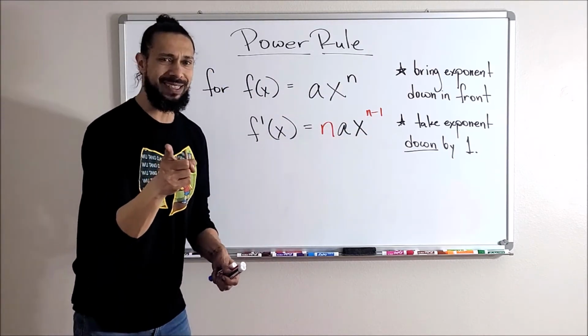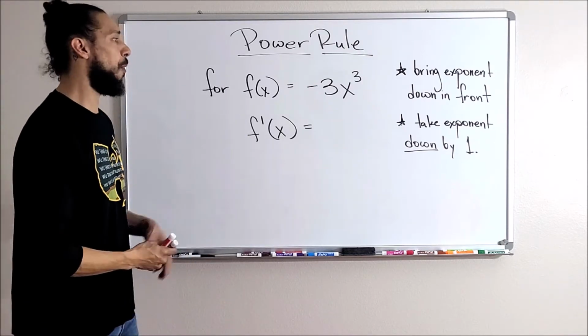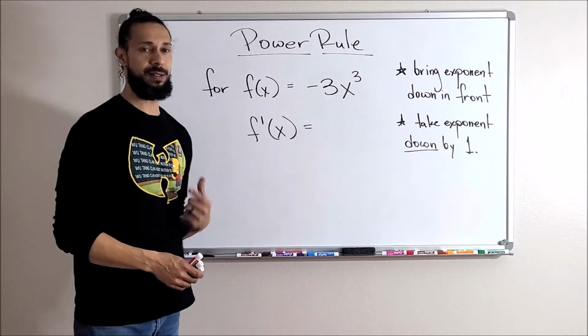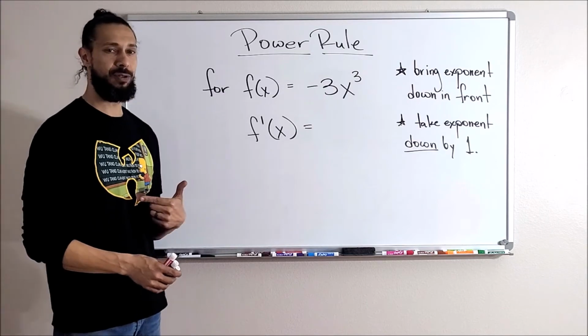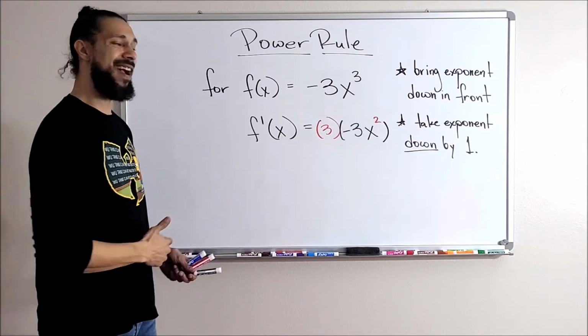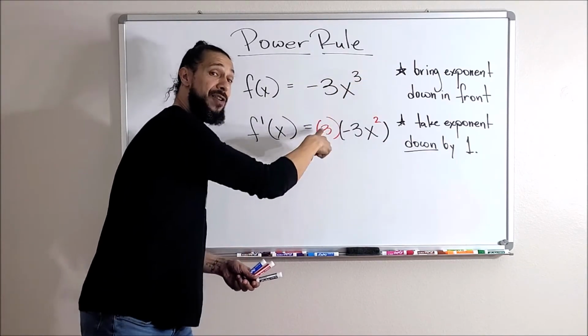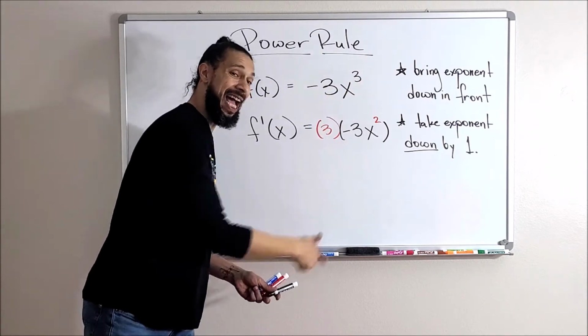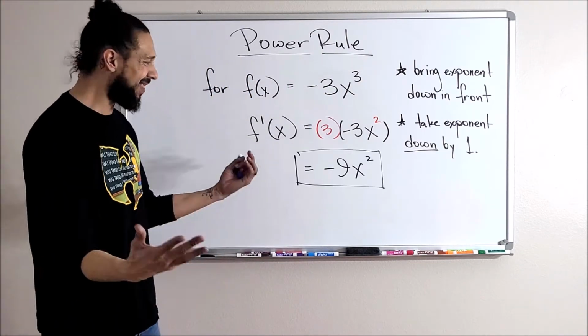Let me show you a real quick example. There we go. Let's say I wanted to take the derivative of this. All right, power rule. What happens? Brought the exponent down in front, took the exponent down by 1. Now let's clean up. That's exactly right.